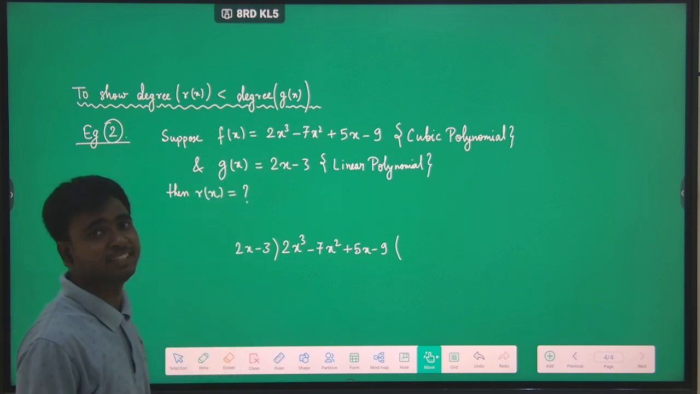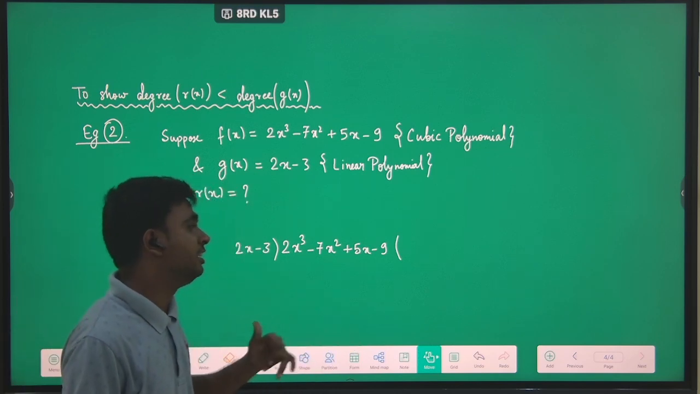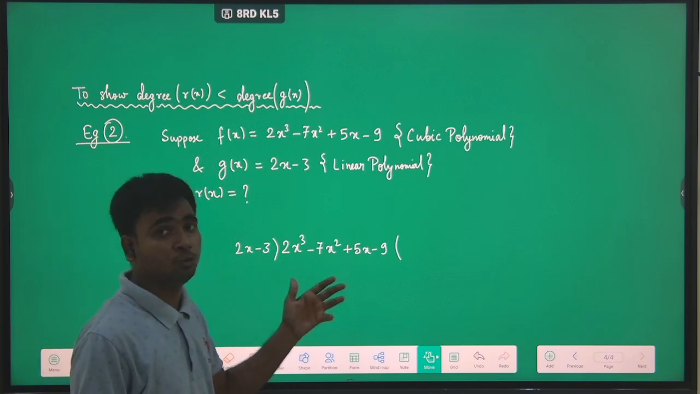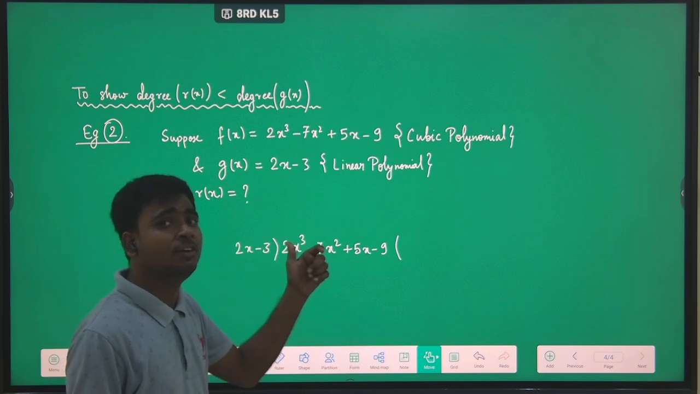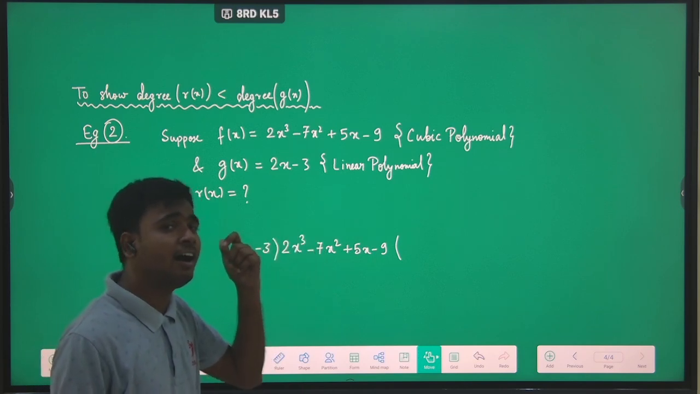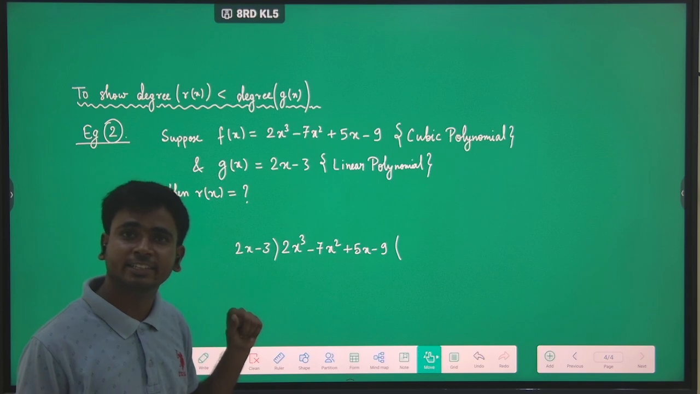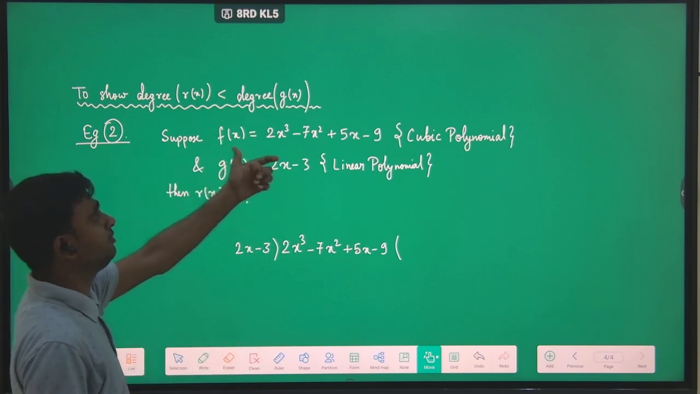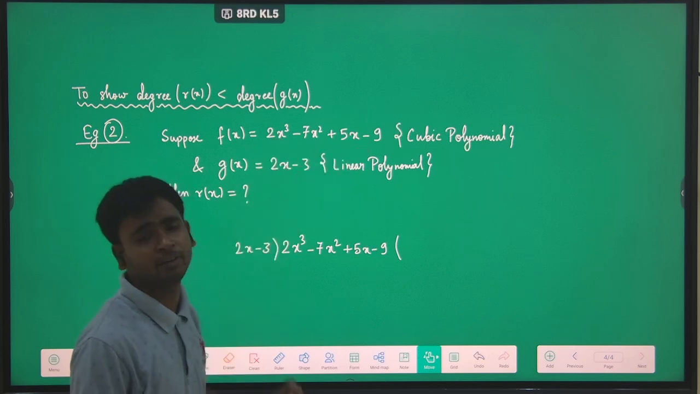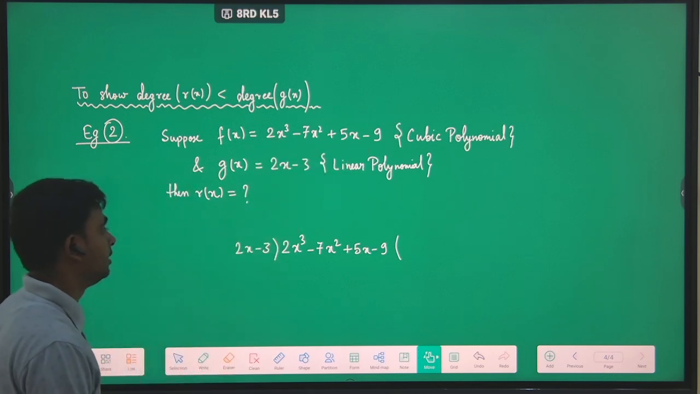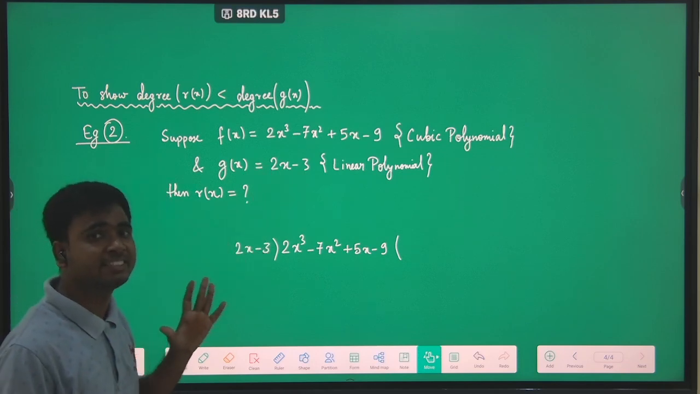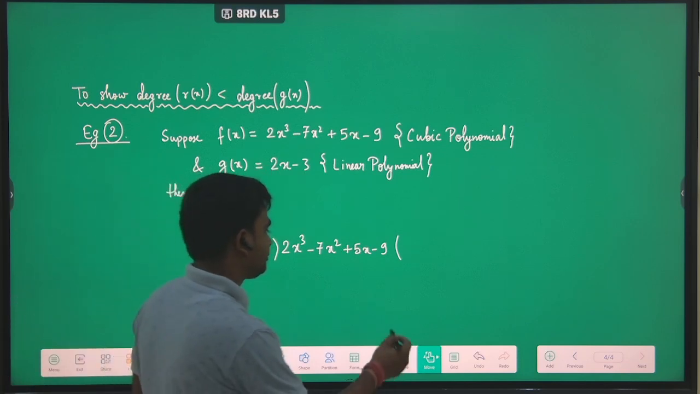fix our g(x), whether it is a linear polynomial, a quadratic polynomial, a cubic polynomial or any polynomial, on the basis of which we will get the degree of r(x) will always be less than the degree of g(x). So for this case, we have taken f(x) as 2x³ − 7x² + 5x − 9. When dividing with g(x) as 2x − 3, we will see what we get as the remainder.